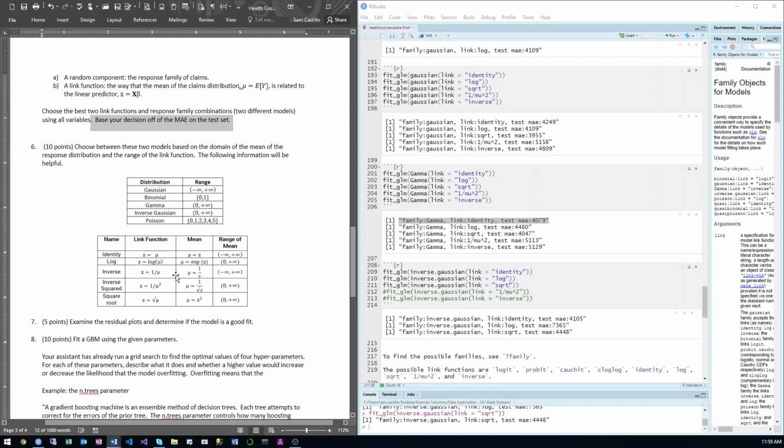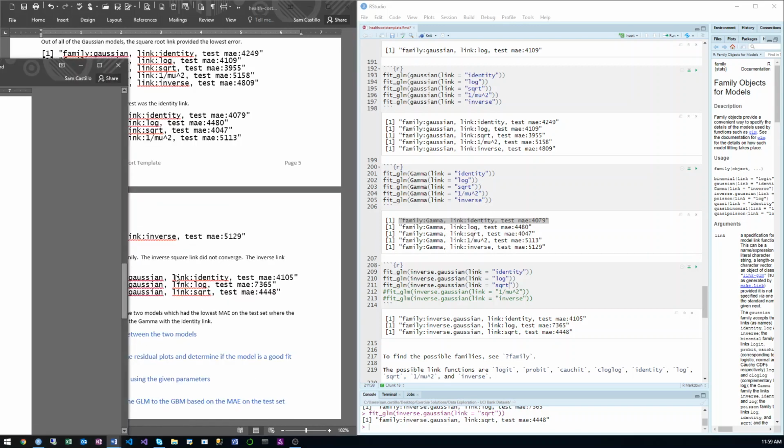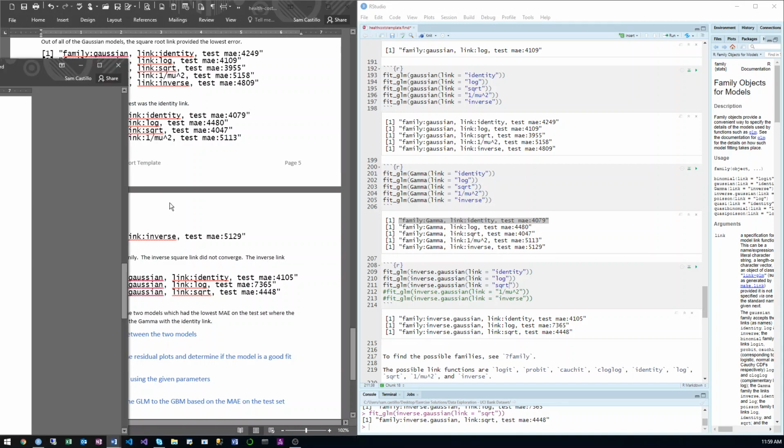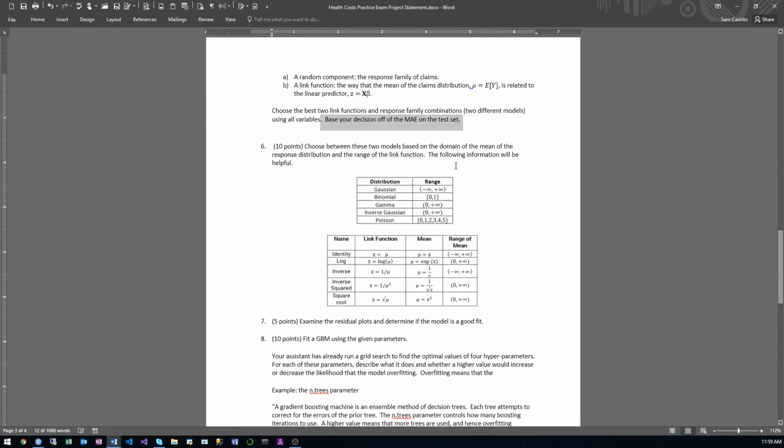Task 6. Choose between two models based on the domain of the mean of the response distribution and the range of the link function. The following information will be helpful. What I've done is I've just chosen two possible models: Gaussian with square root link, gamma with identity link. This question is to choose between the two.